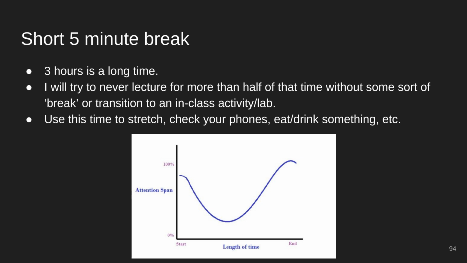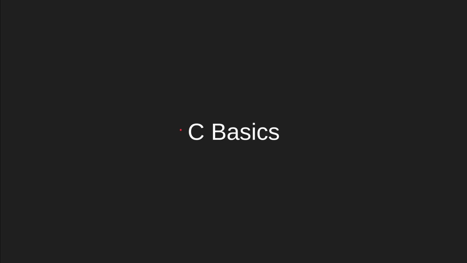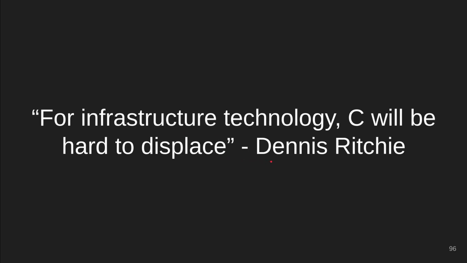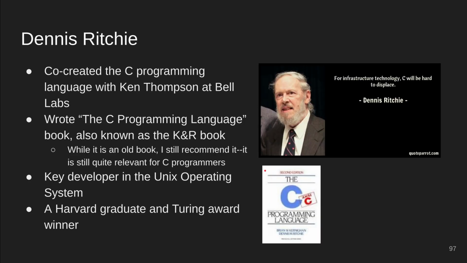Okay, so if you're joining back after a pause or just powering through, whatever you've chosen, let's go ahead and talk a little bit about C. The C programming language, in short, can be said: for infrastructure technology, C will be hard to displace. And this is from a gentleman named Dennis Ritchie. And Ritchie, who was he? Well, we should take his advice. He's the co-creator of the C programming language, along with Ken Thompson at Bell Labs. So he wrote the C programming language book, which is recommended with this course.